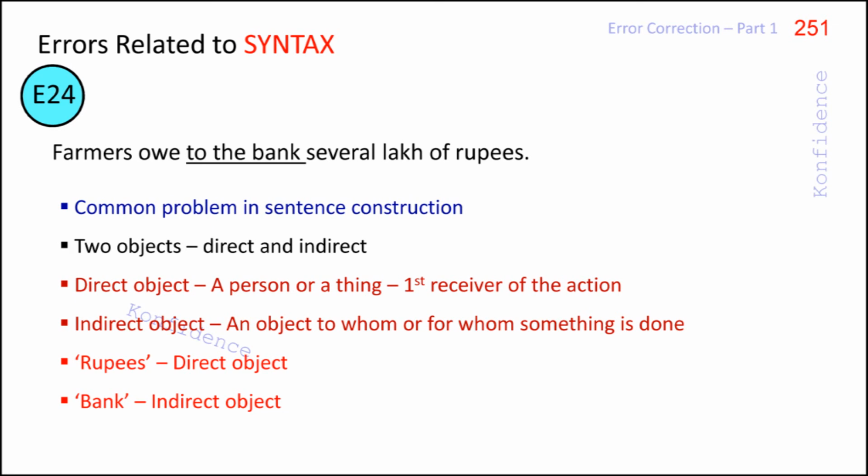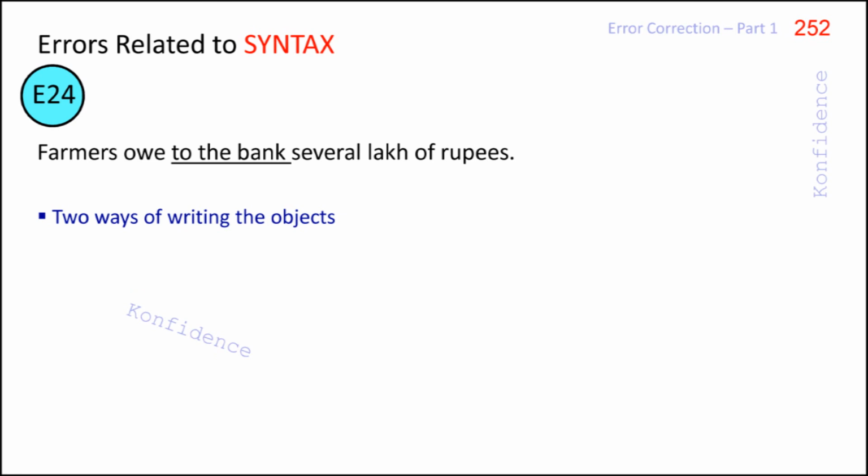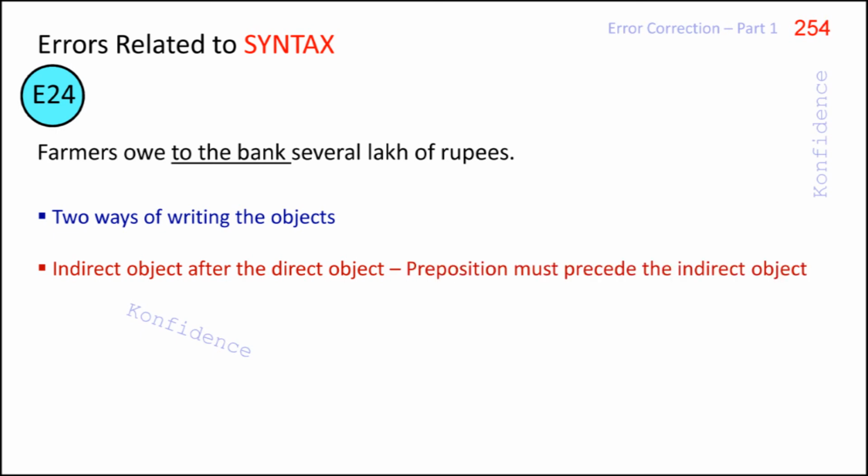There are two ways of writing the objects without changing the meaning of the sentence. When we place an indirect object after the direct object, a preposition must precede the indirect object. But if we place the indirect object before the direct object, no preposition is required. Here the indirect object, bank, comes before the direct object, rupees. In such cases, preposition must not be used before the indirect object.